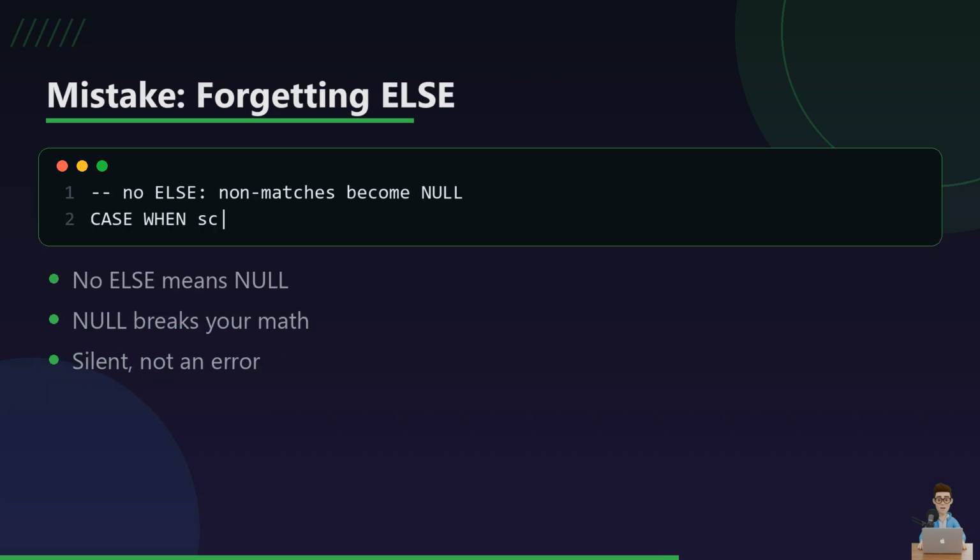Here's a trap I fell into early on. I left off the ELSE, assumed the leftovers would be blank, and instead they came back as NULL, which quietly poisoned an average I was calculating. It doesn't throw an error, it just gives you wrong numbers. In short, always add an ELSE unless you truly want NULL for the misses.